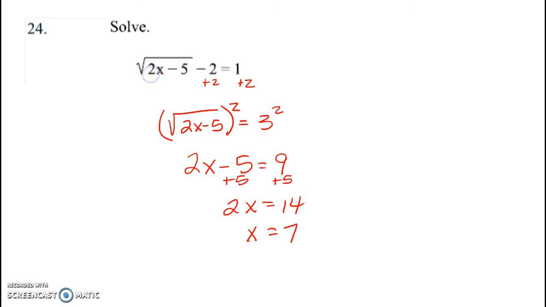Here I'm going to take 2 times 7, which is 14. 14 subtract 5 is 9. The square root of 9 is 3, and 3 subtract 2 equals 1. So 7 is our answer.